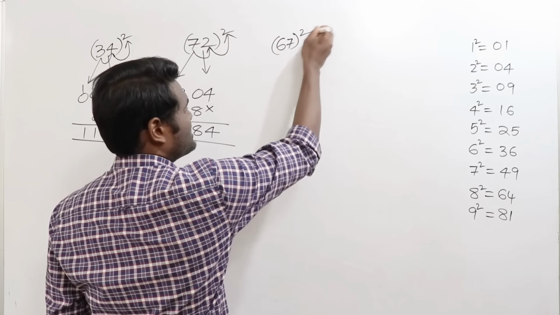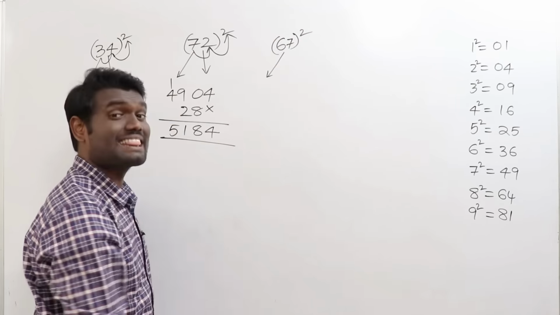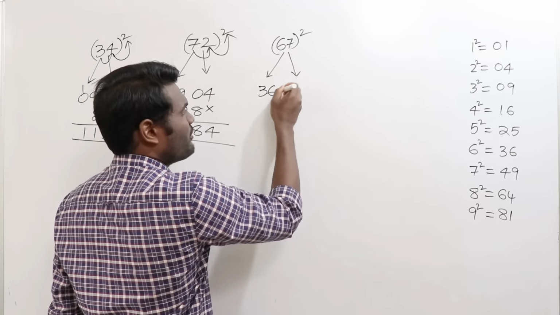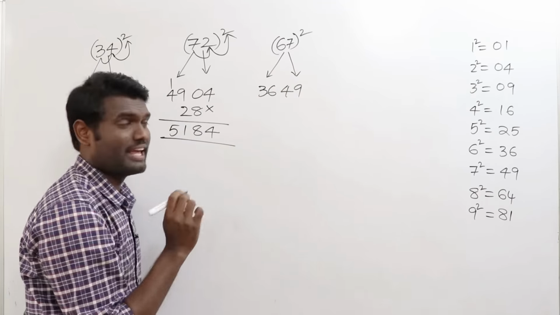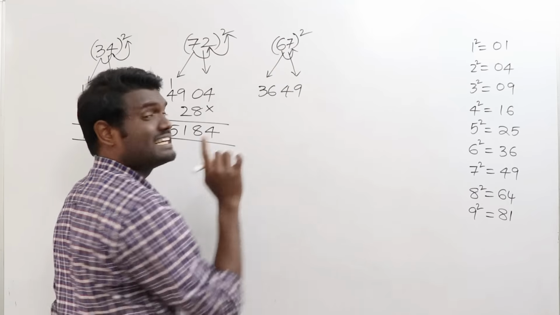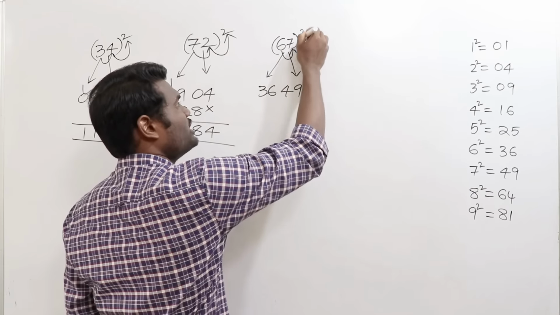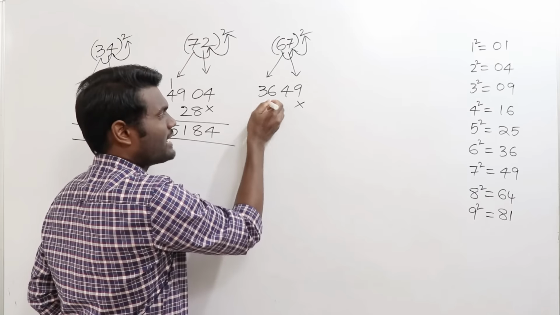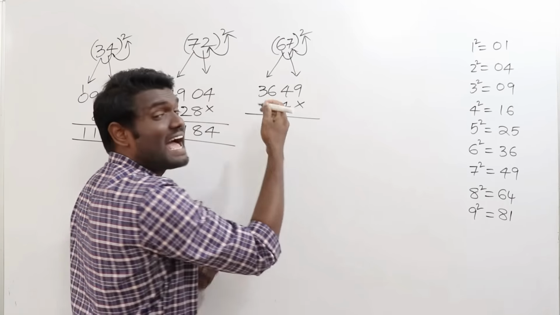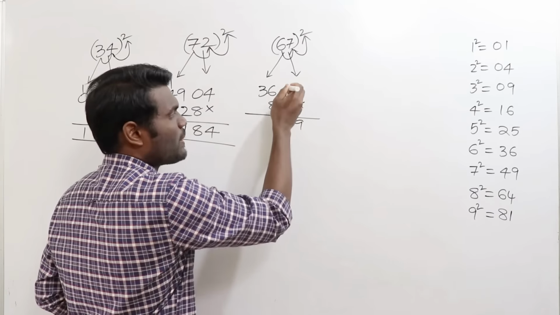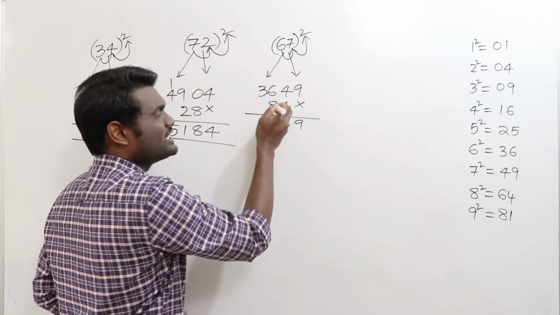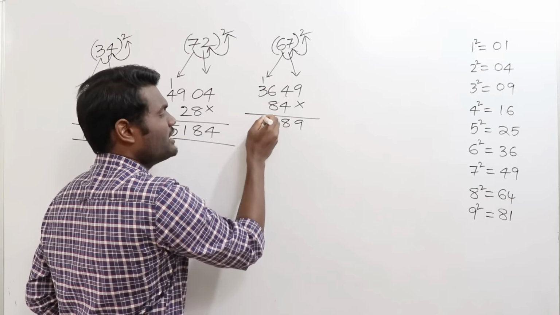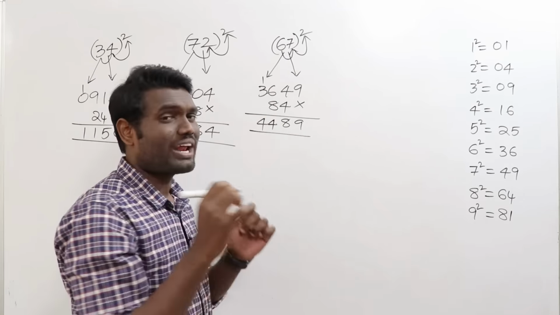Let us look at 67 square. 6 square is 36. Write 36. Next, 7 square will be 49, so write 49. Next, 6 into 7, 42. 42 into 2, 84. Leave the units place and write 84. Now just add the numbers. This is 9. 4 plus 4, 8. 6 plus 8, 14. Write 4 and carry 1. 1 plus 3, 4. This will be 4489.